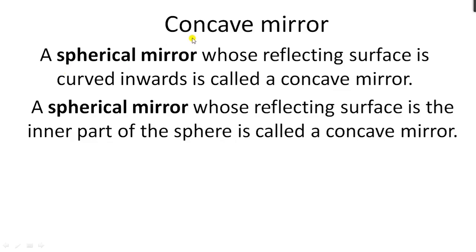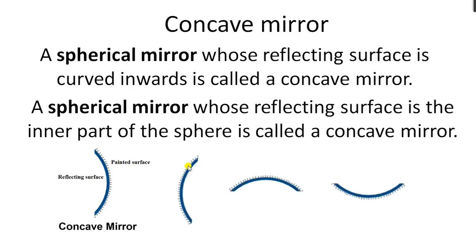So concave mirror is a spherical mirror whose surface is curved inward, and another definition is spherical mirror whose reflecting surface is inner part of the sphere is called concave mirror. So out here you can see reflecting part is the inner part of the sphere, and we can turn the mirror in any direction. These three mirrors are also concave mirror and they are facing different side. So out here you can see this reflecting part is curved inward. Out here also reflecting part is curved inward, and for this also reflecting part is curved inward.